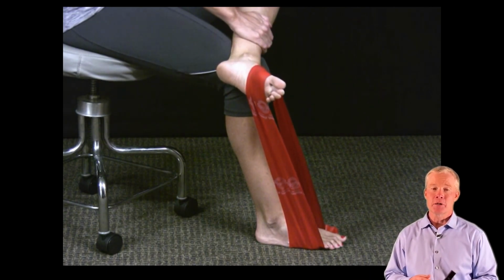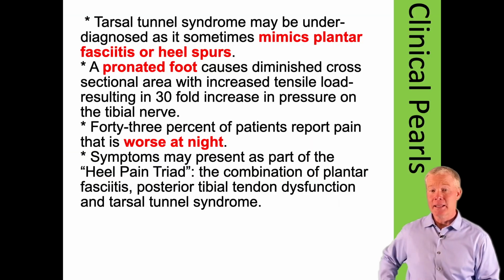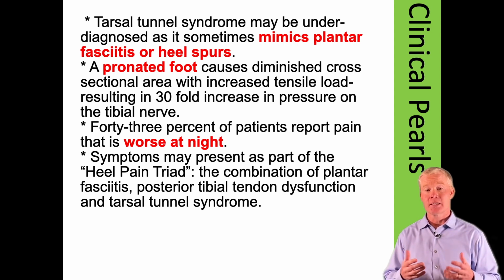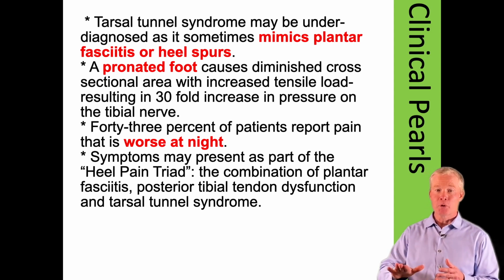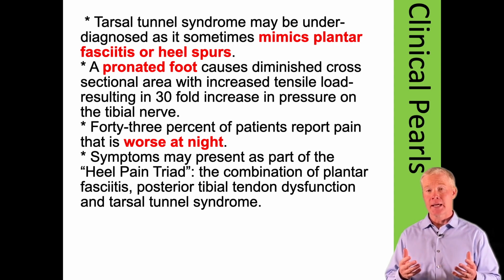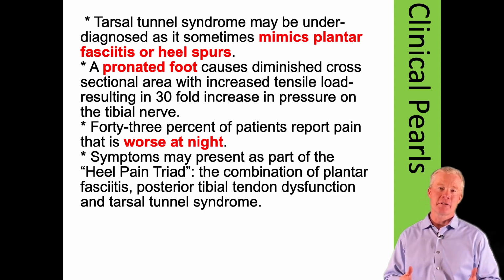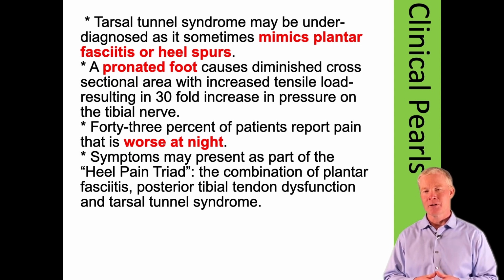So our clinical pearls for tarsal tunnel syndrome: a lot of times it's misdiagnosed. It looks a lot like plantar fasciitis because it goes into the same area. Hyperpronation causes that problem. That stretches the nerve. It causes chronic irritation, and most of the time, or a lot of the time, that pain is worse at nighttime, like most any neuropathy. Anytime we diagnose any one of these problems, whether it be hyperpronation, tarsal tunnel syndrome, posterior tibial tendinopathy, or plantar fasciitis, we want to look for its neighbors. And we'll talk about that last neighbor in just a second.